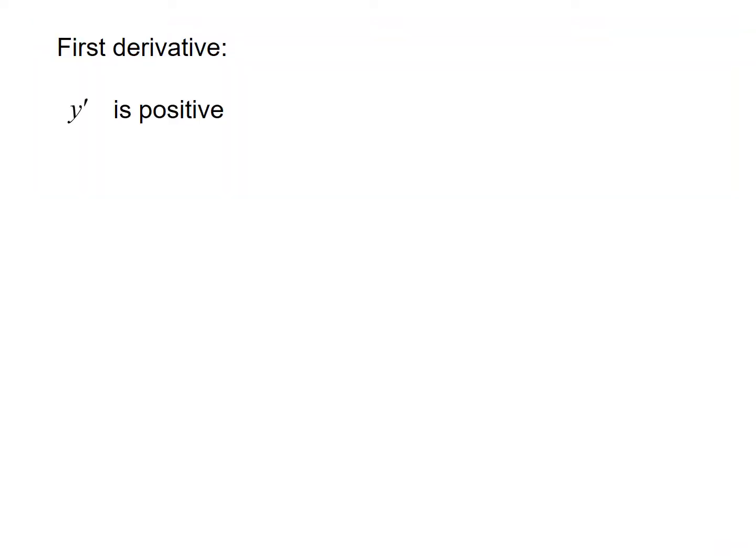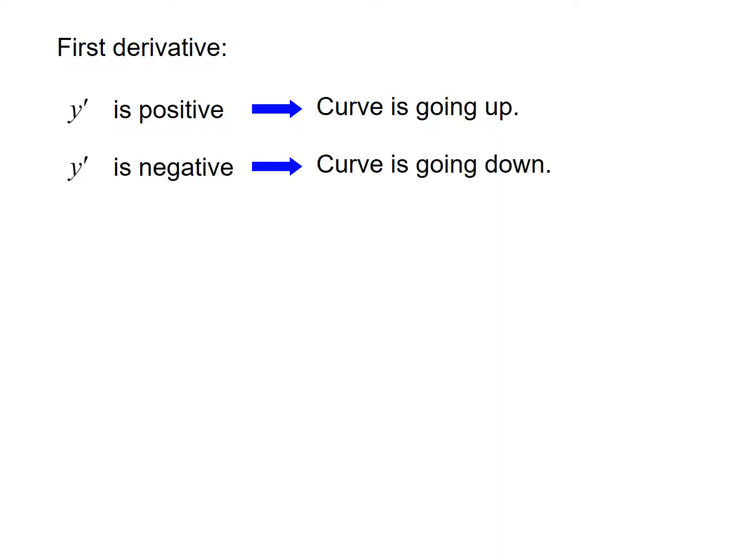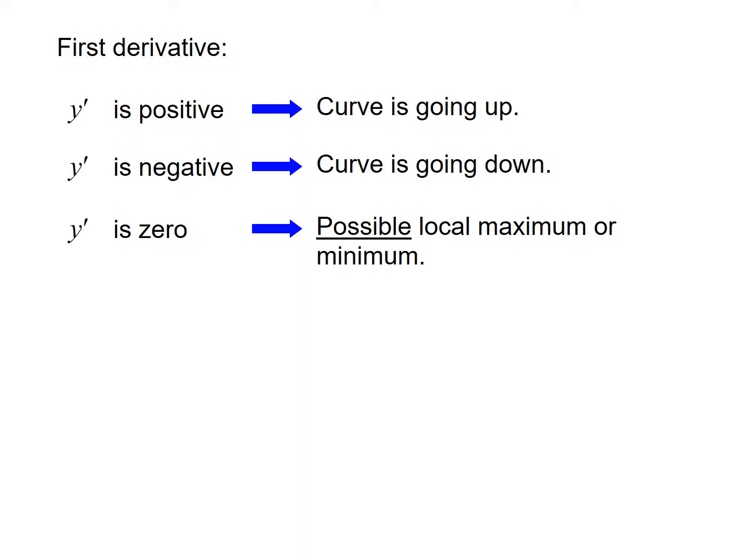Okay, so if we take the first derivative of a function, if that first derivative is positive, the curve is going up. If the first derivative is negative, the curve is going down. And if the first derivative is 0, you have a possible maximum or minimum value. That's where we have our critical points.